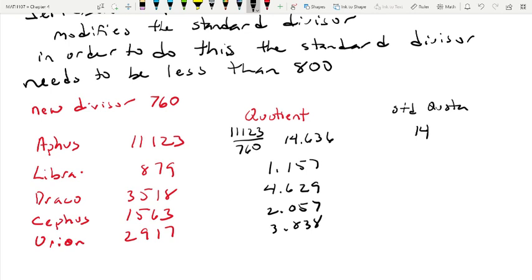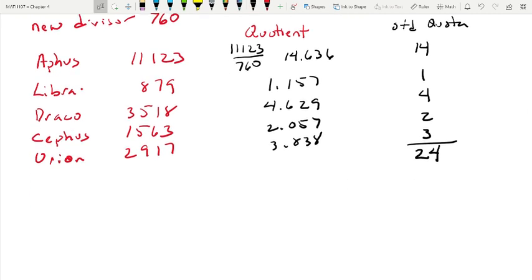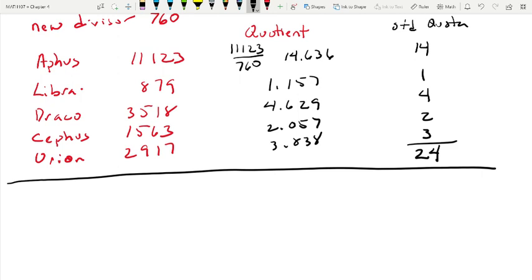And now we have 14, 1, 4, 2, and 3. And so now we got 15, 19. We're now up to 24, but we are still short by 1. So that means we need to try this again. Let's try a new divisor. We now have to make it even smaller because we're not quite there yet. So let's go now for 740.